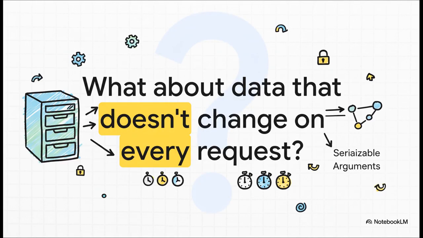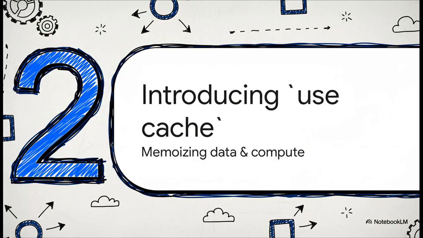This brings up a really crucial question, right? Streaming is perfect for content that's unique to a user or changes all the time. But what about the other side of that coin? What do we do with data that's shared by everyone, or computations that are really expensive to run but don't change very often? Redoing all that work on every single request would be, well, just a massive waste. And that is exactly where our star for today comes in, the use cache directive.